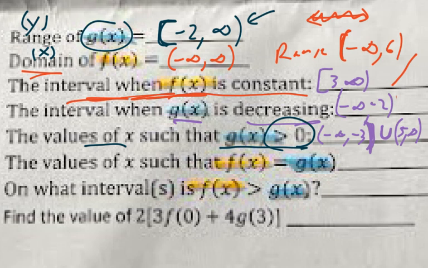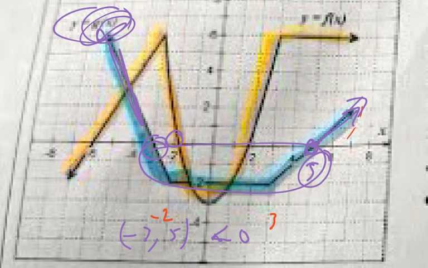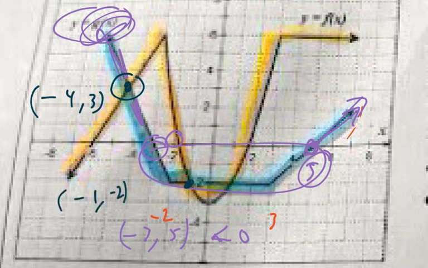The values where f of x equals g of x. And that one's easy because all you have to do is look where they intersect. So they intersect right here, and that's at -4, 3. And they intersect here at -1, -2. They intersect here at 1, 2, -2, sorry. Watch your signs, by the way. And that's it. So they intersect at 3 points, correct?